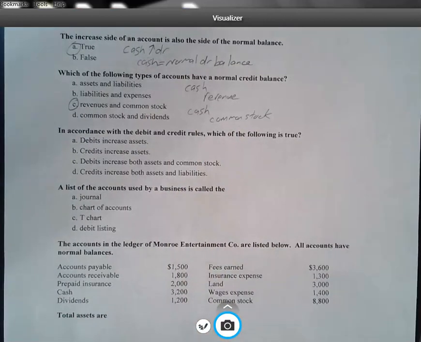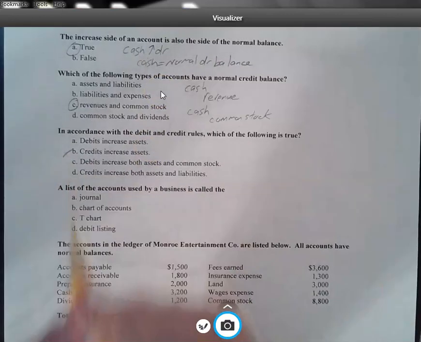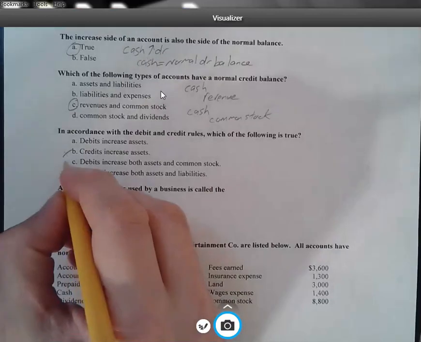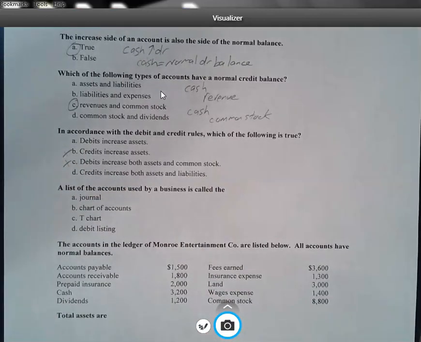All right, next question. In accordance with the debit and credit rules, which of the following is true? Debits increase assets. Well, that's an absolutely true statement. That's probably the answer. Let's see what else we have. Credits increase assets. Well, credits decrease assets, so that's wrong. Debits increase both assets and common stock. Well, they increase assets, but not common stock. So I think that first choice is going to end up being our answer.